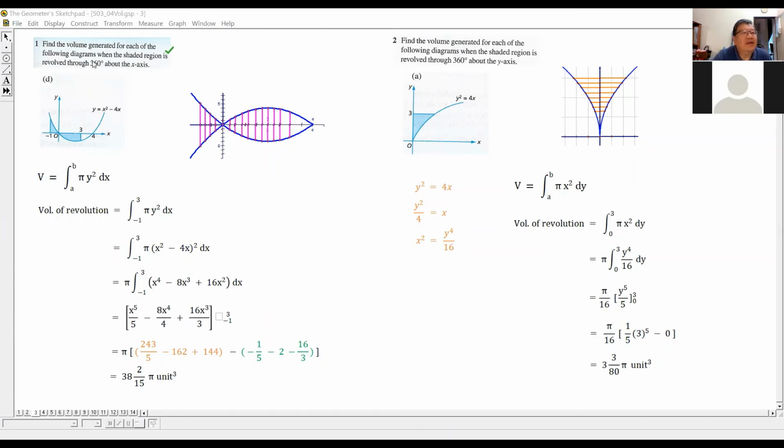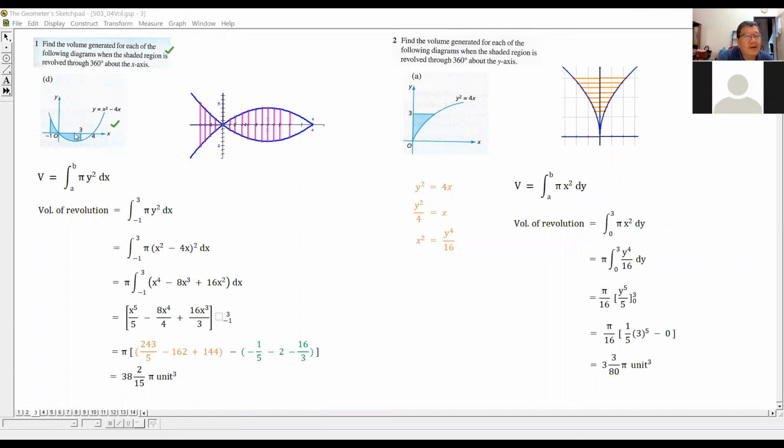Find the volume generated for the following diagram when the shaded region is revolved through 360 degrees about the x-axis. Okay, I am at this diagram given by the book. In this diagram, this is a parabola and there are two shaded regions, one here and one here, but they are connected, so you can integrate straight from -1 to 3.